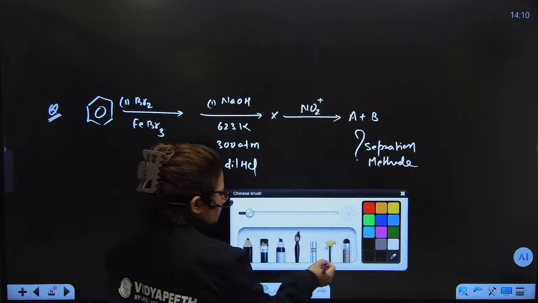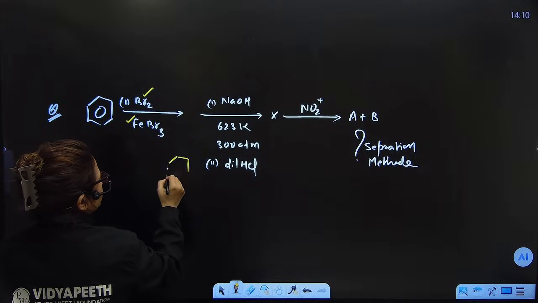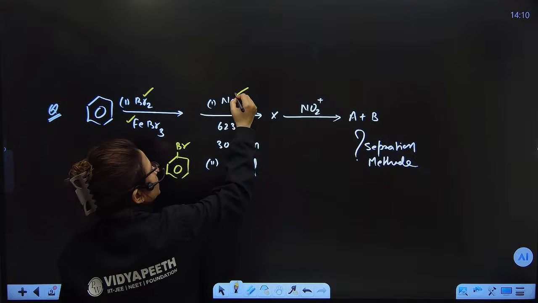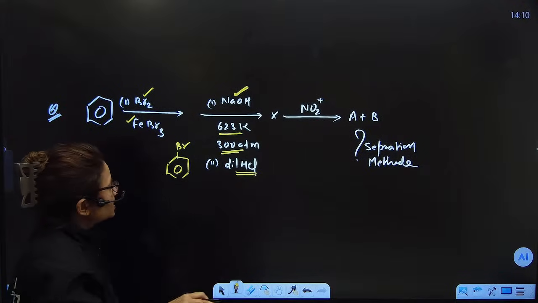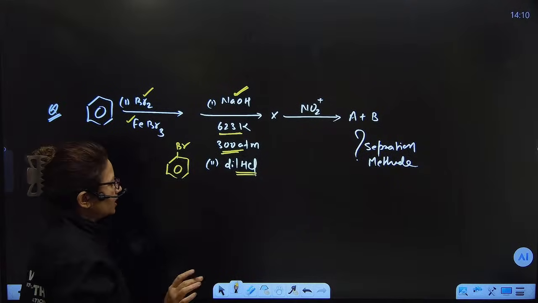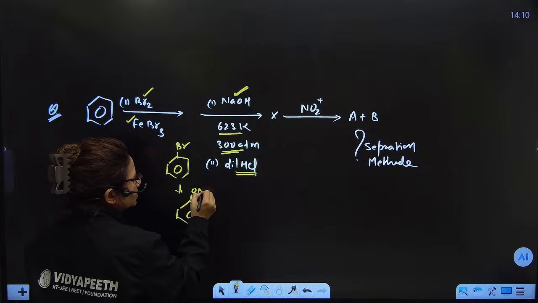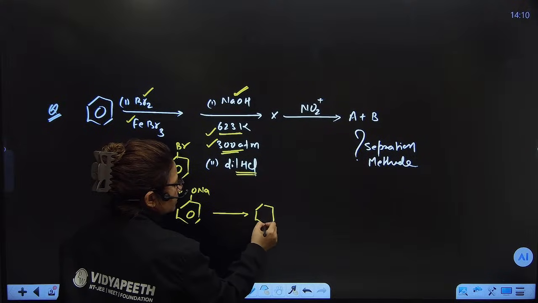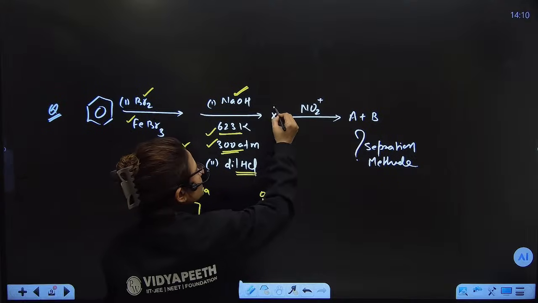Let's solve the first reaction. Here benzene is treated with bromine with the Lewis acid catalyst. So we know that bromobenzene is going to be formed. Now we are treating with the NaOH base, high temperature and pressure, with diluted HCl. We must know nucleophilic substitution is not going to be easy because bromine is connected with the sp2 carbon. But still the reaction will convert into ONa because the condition is drastic. Further it is treated with HCl and it will convert into phenol. So phenol formation takes place. So X is nothing but phenol.